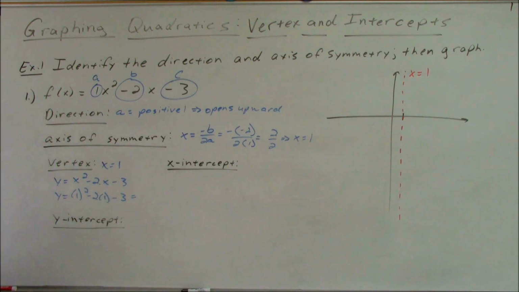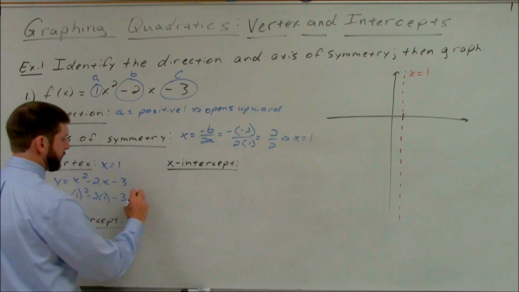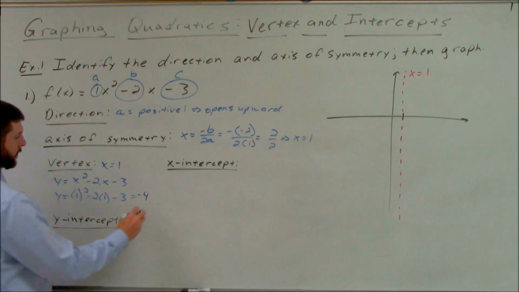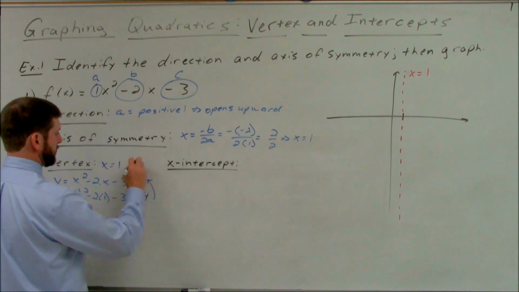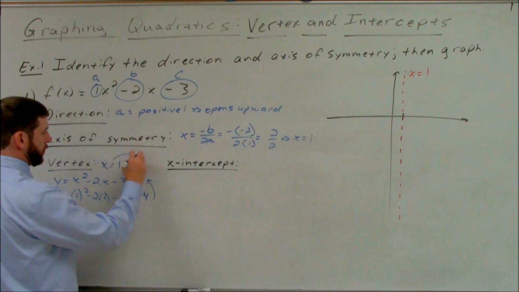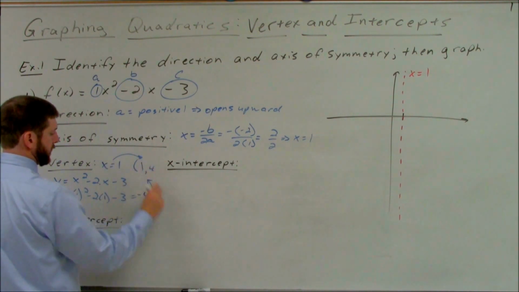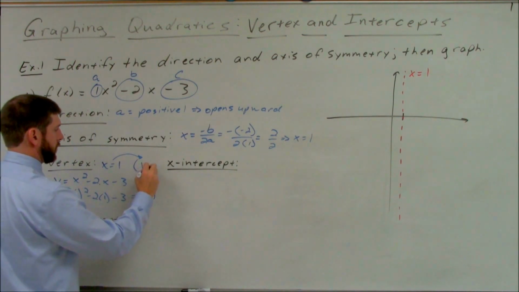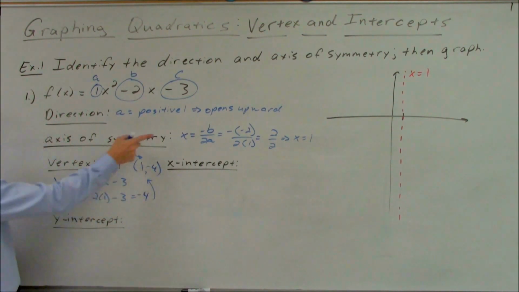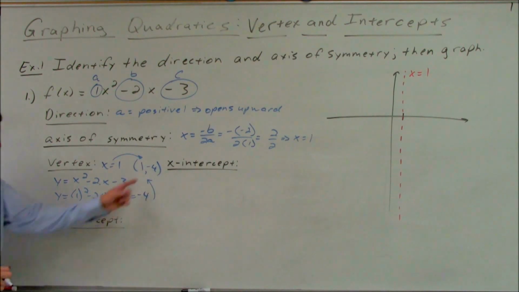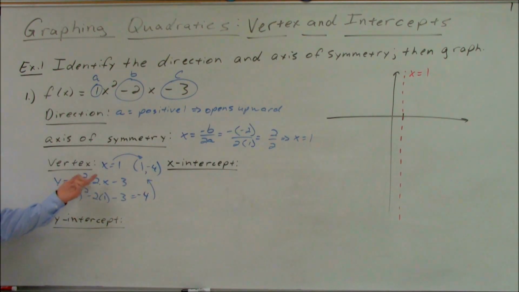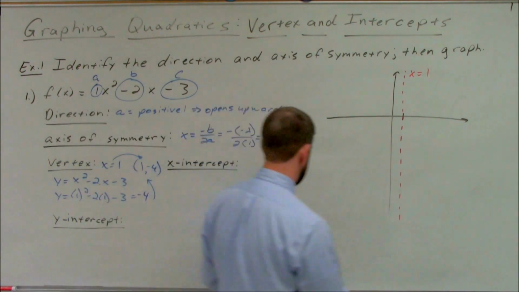Remember, do your order of operations. So 1 squared is 1, 2 times 1 is 2, and 3. So 1 minus 2 minus 3 should be negative 4. So our vertex ends up being the point 1, negative 4. So we got the 1 from the axis of symmetry. We got the negative 4 by plugging that 1 into our equation for x. And we got our vertex 1, negative 4.